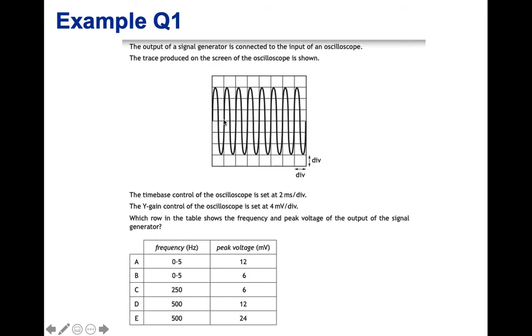Okay, so one wavelength is one box, and it's telling us that the time base is set at 2 milliseconds per division. So that means that the period of the wave is 2 milliseconds. If we do 1 over 2 milliseconds, that'll give us the frequency. The Y gain on the oscilloscope is set at 4 millivolts per division. So to work out the peak voltage, we're just counting how many boxes up we've got. From the middle, it goes up 1, 2, 3. So 3 boxes, 4 millivolts per division. You can work out what the peak voltage is. I'm not going to tell you the answer. You can have a think about it yourself and check on the last slide.